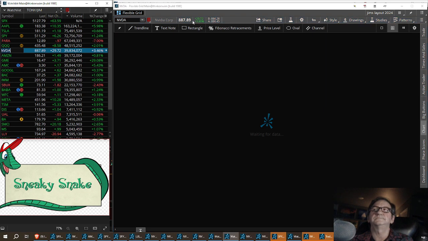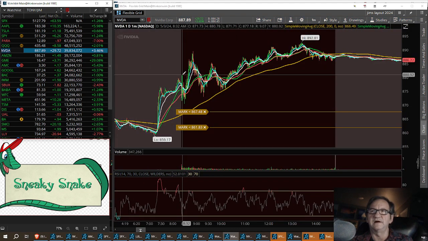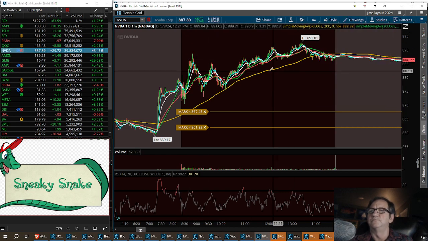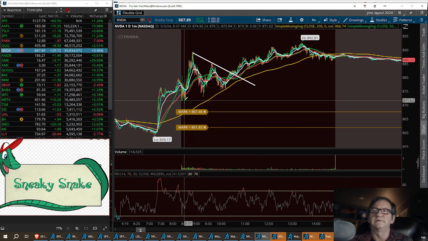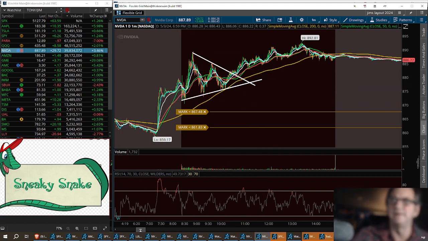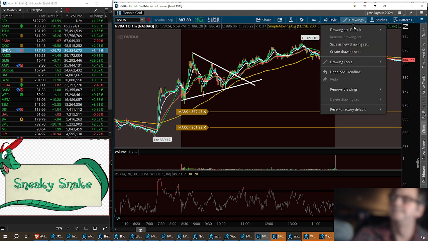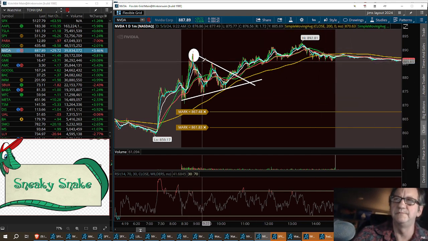NVIDIA, 1 minute time frame. We had a nice breakout, so we're waiting for that flag to show up. Wait for the flags. If you're brand new, don't take a trade until you see a flag. And if you can count to 3, I guarantee it, you can make money with me. It's so simple. People make it a lot harder than it is. And I'm trying to make it to where it's real easy.